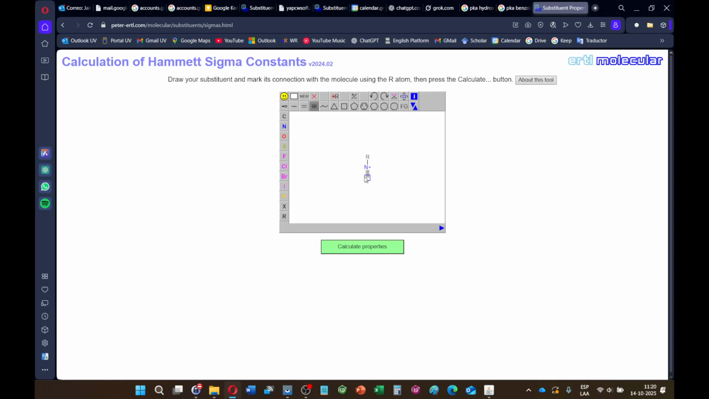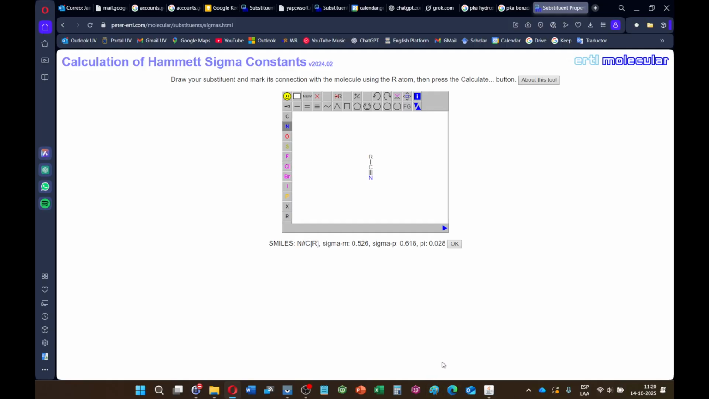And now, yes, there we have the C and calculate. Let's see what this approximation tells us. It says that the sigma para is 0.618, and the empirical one gave us 0.65, quite decent already.